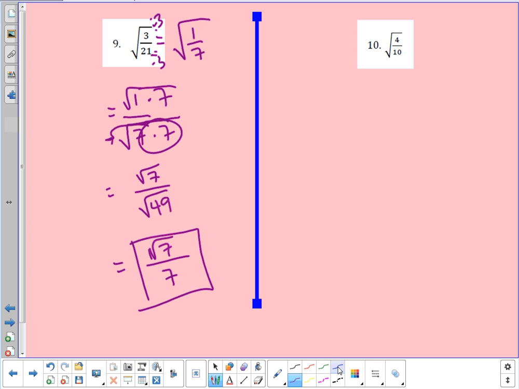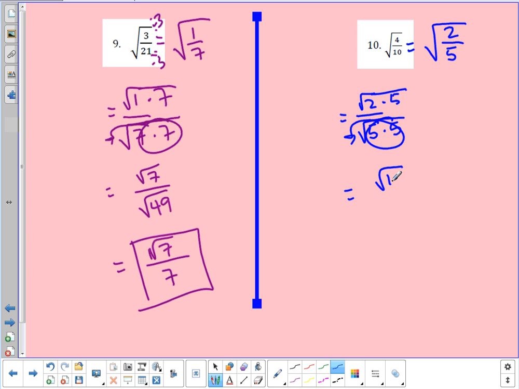Number 10, we're getting down there to the end. So square root of 4 over 10, that's the same thing as the square root of 2 over 5. So I have the square root of 2 divided by the square root of 5, and I can't leave that radical in the bottom. So I need another factor of the square root of 5, another factor of the square root of 5 on top as well. This comes out front. That's the square root of 10 over 5.